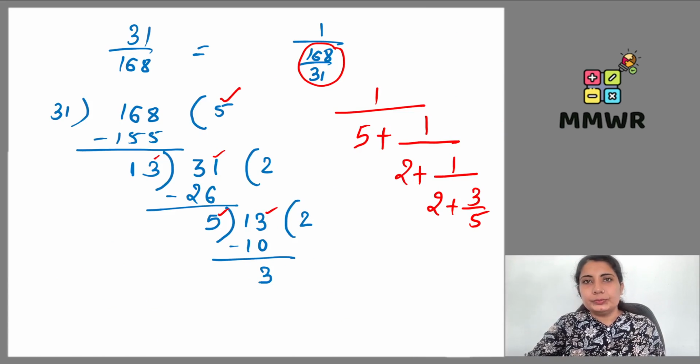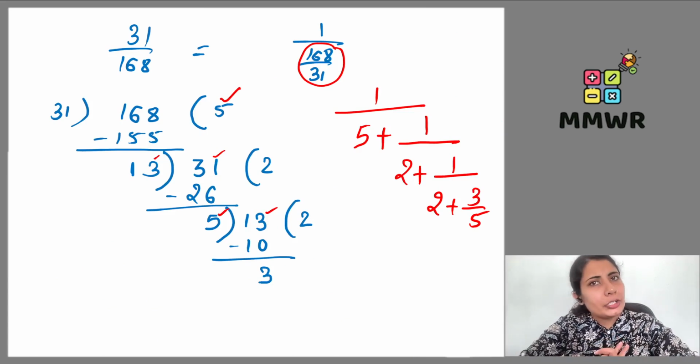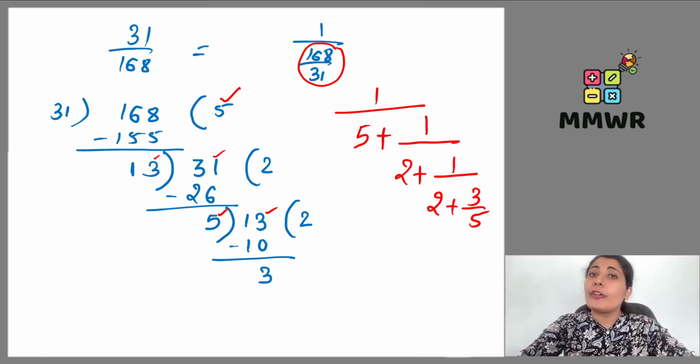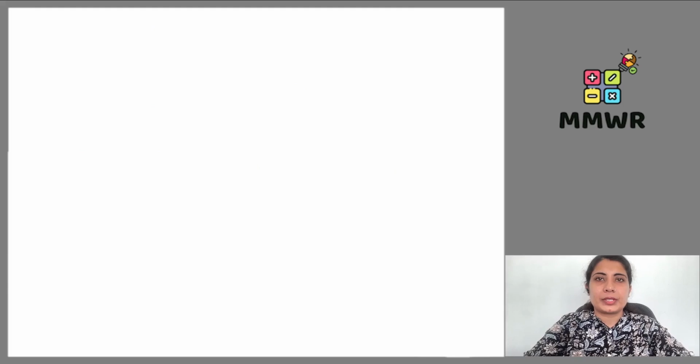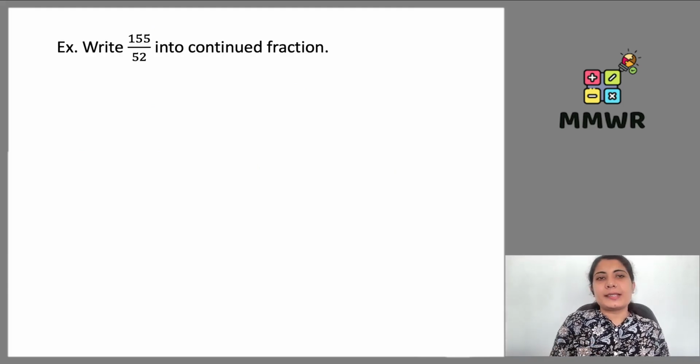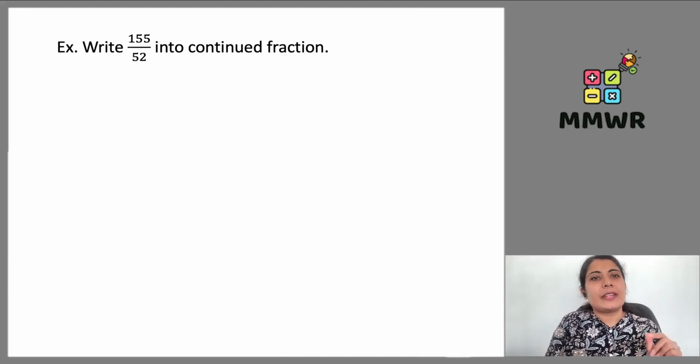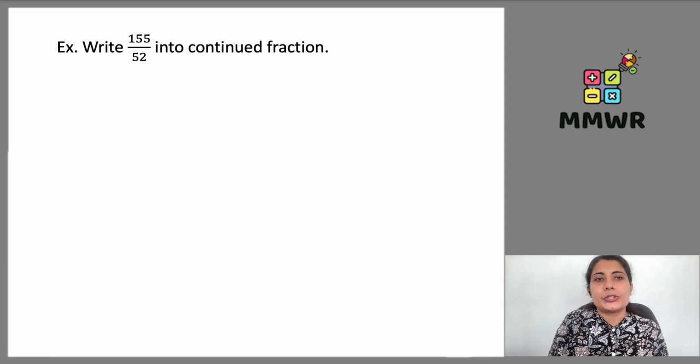Okay. So this way we converted any fraction, whether it is proper or improper. For now we have seen the example of a proper fraction. Soon we will be discussing the next example, of an improper fraction, where we will talk about how we are converting an improper fraction into a continued fraction. So let's see the new example. Another example here we have 155 upon 52. So we have to write this 155 upon 52 into a continued fraction. So we simply have to divide 155 by 52.